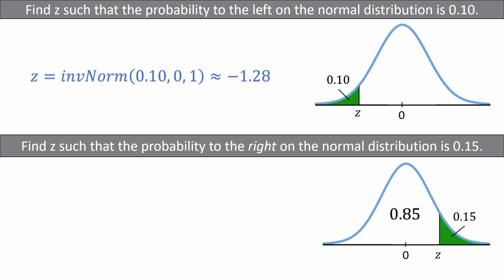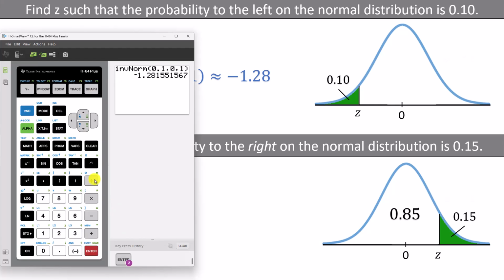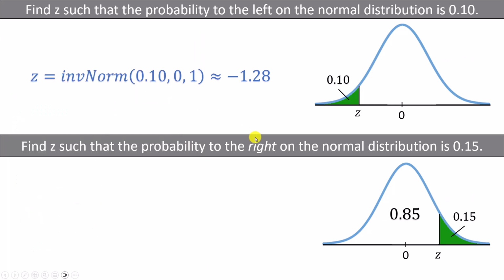Now we can go to our calculator to find the answer. So let's grab our calculator and press the second key, then the distribution key, and then we can go down to inverse norm. Next, we can put in the area, which in this case is going to be the area to the left, which is that 0.85. Once again, leave mu and sigma as 0 and 1. Go ahead and paste and press enter, and you will get the z-score, which in this case turns out to be about 1.04. The z-score such that the probability to the right on the normal distribution is 0.15 would be a z-score of 1.04.